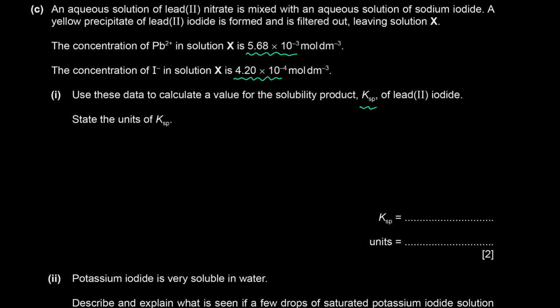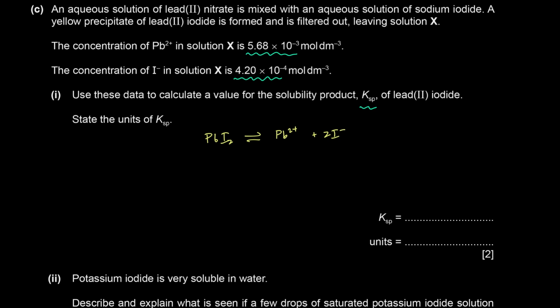So we want to find the KSP of lead(II) iodide. So first of all, let's write that down. Lead(II) iodide would have this formula, PbI2, and we would have Pb2+ and 2I minus.